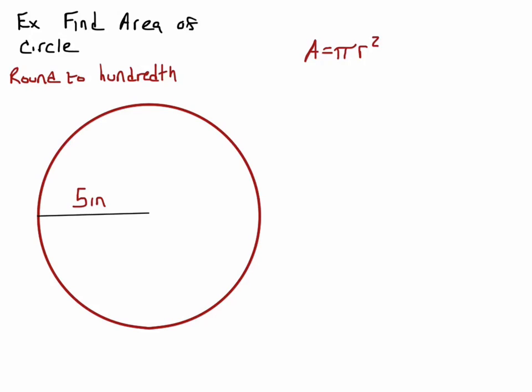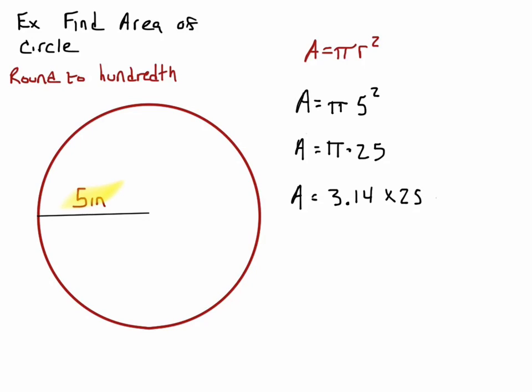Alright, so let's look at an example real quick. Find the area of a circle, round to the nearest hundredth. Alright, so we look at this. That's our r. And we're just going to plug it in. So area equals pi times 5 squared. So what does this become? We plug in the 5, and the area is pi times 25. 5 times 5. So you could plug in 3.14 times 25. And what is that?